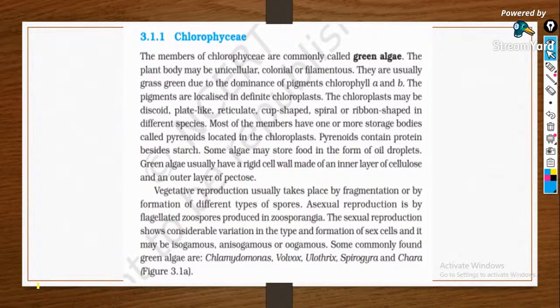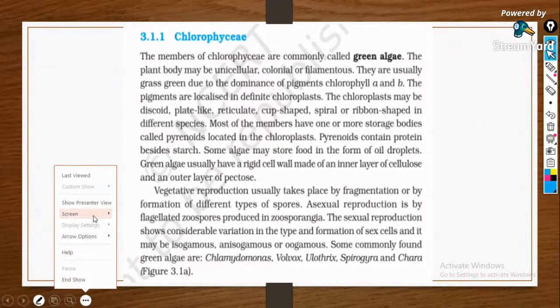Chlorophyceae, Phaeophyceae, and Rhodophyceae. First, I will explain. After that, we will move on to the NCERT marking. So the Chlorophyceae are commonly known as what? Green algae.